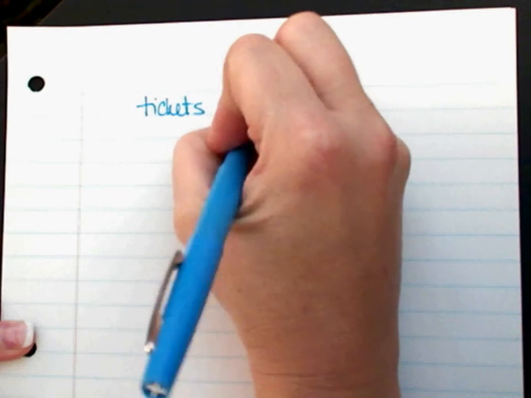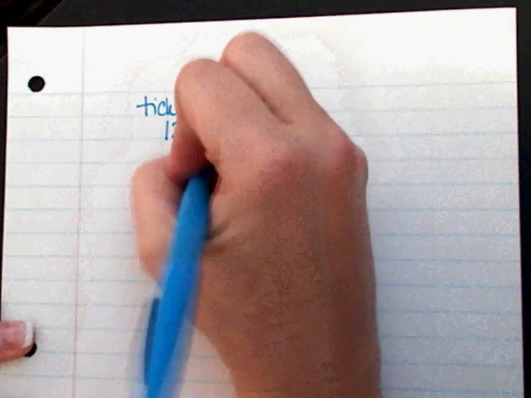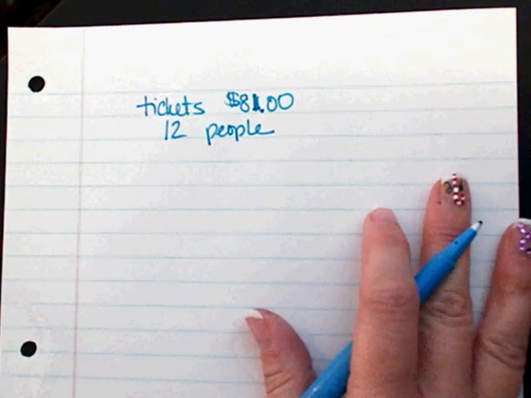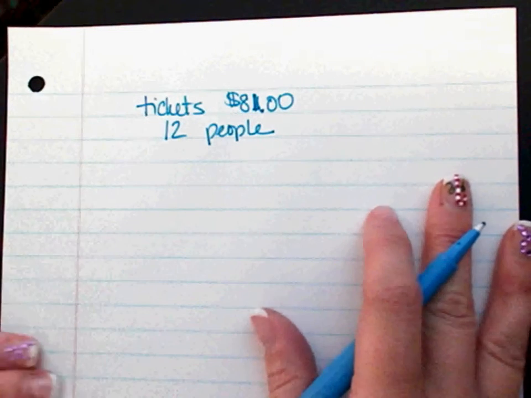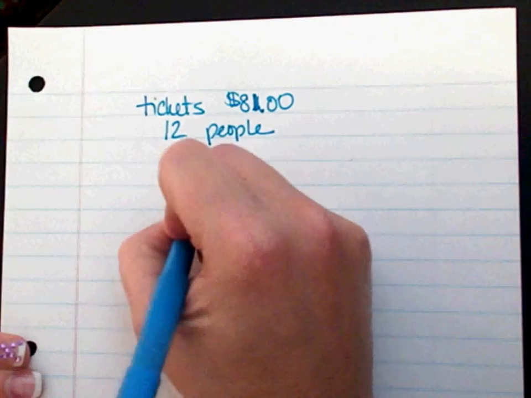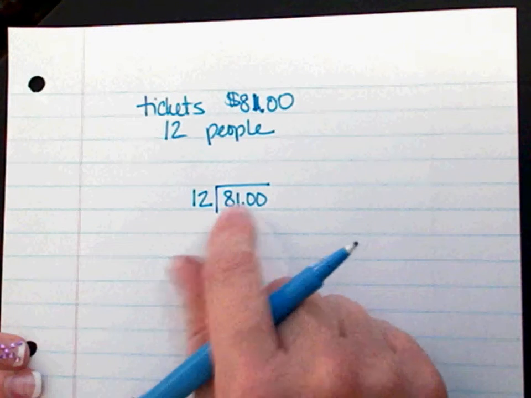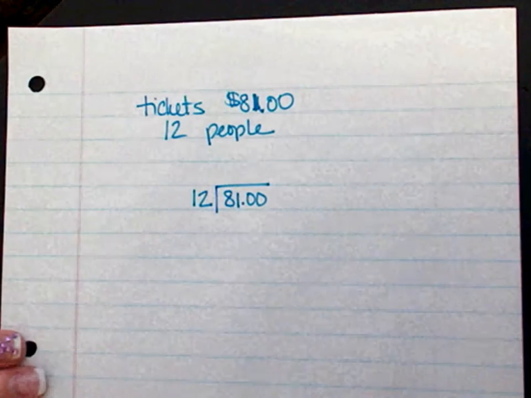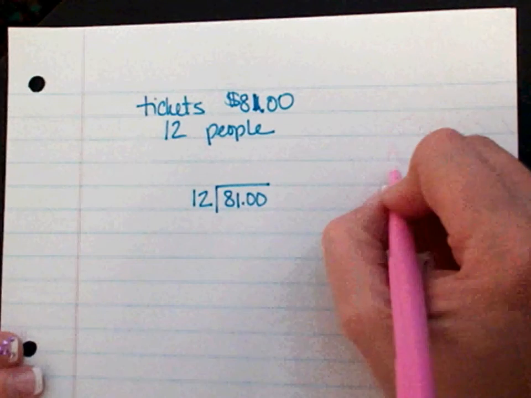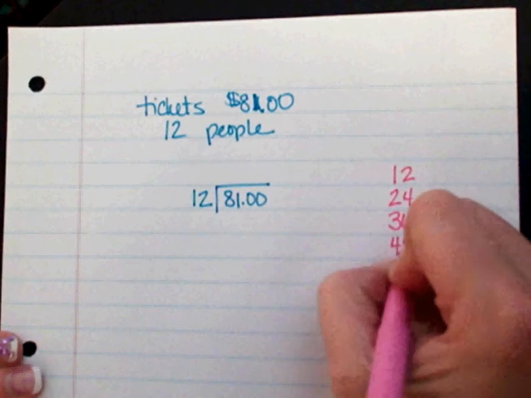So the total tickets cost $81, but there were 12 people. Those 12 people owe that friend money so that they're not buying everybody's ticket. Well, that is a division problem. We need to take the number 81 and divide it up 12 different ways. Notice there is no decimal on the outside, only on the inside. So let's treat it as a normal division problem, and then we'll worry about the decimal.